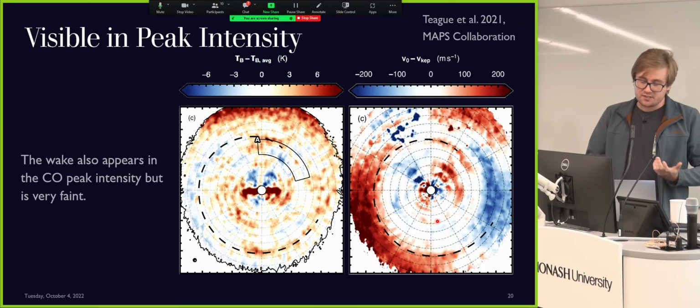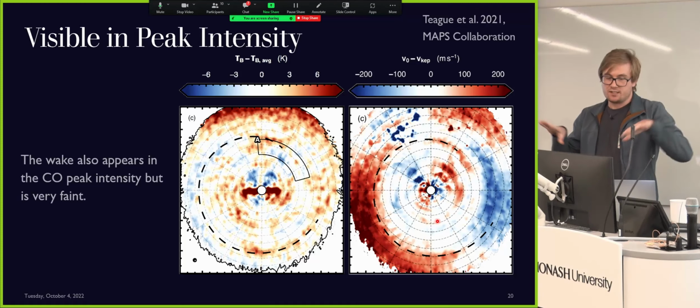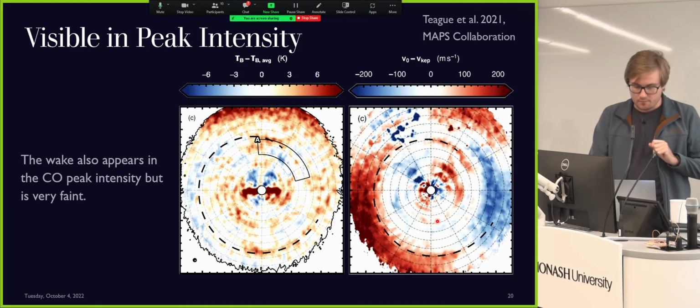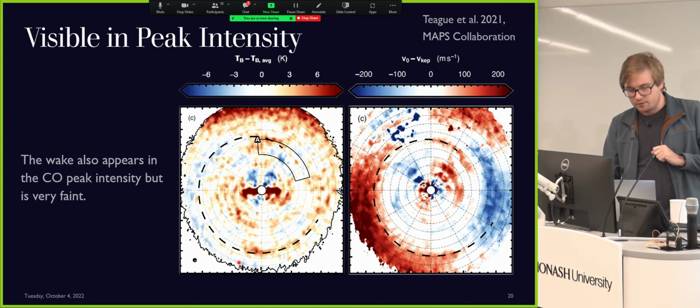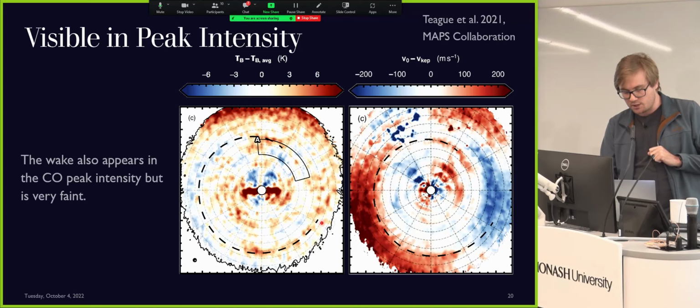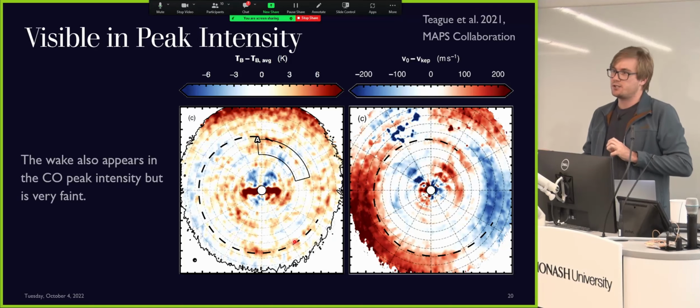And finally, we can also see the wake in the total intensity, so how bright the intensity of the CO is. It's a bit more tentative, but the planet is located here. And as the wake's traveling around, you don't see the emission really here, but there's an excess of emission on the southern side down here that is co-located with the perturbation in the velocity.